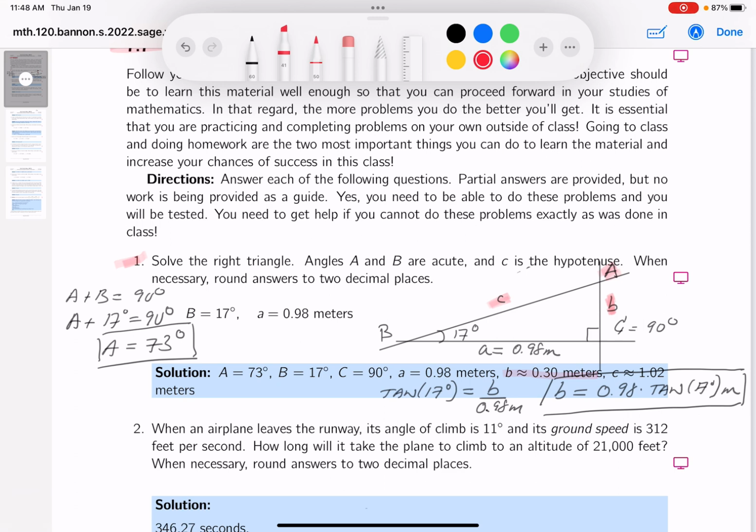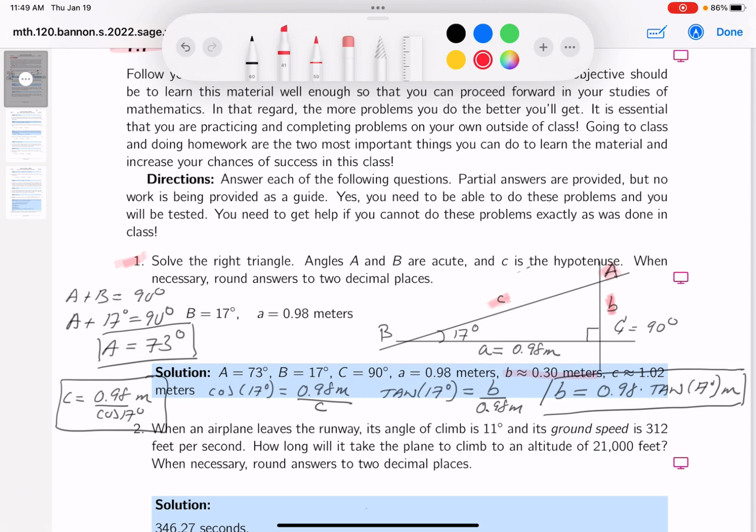All right, I want to do C now. C is the longest side. How do I do that? Well, I'm going to write down the cosine of 17 degrees, and that's going to be the adjacent side, which is 0.98 meters, over side C. How do I solve that equation? I'd say multiply both sides by C and divide by cosine of 17 degrees. So what's C going to equal? Let me write this down for you. It's going to be 0.98 meters divided by the cosine of 17 degrees. Put a box in that. That's an exam. That's what we're expecting from you.